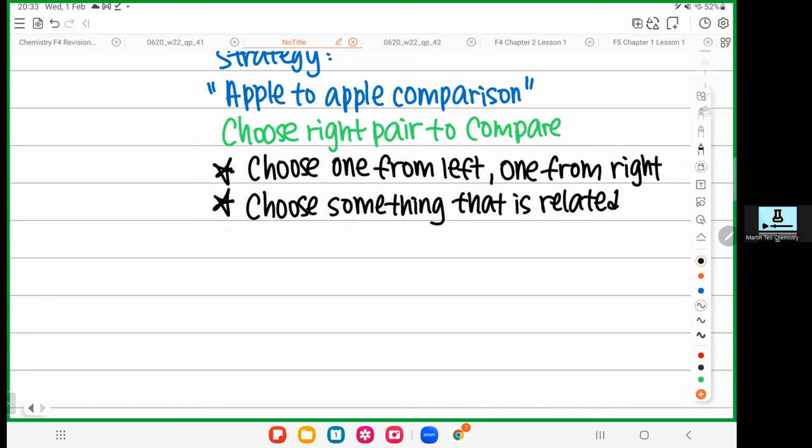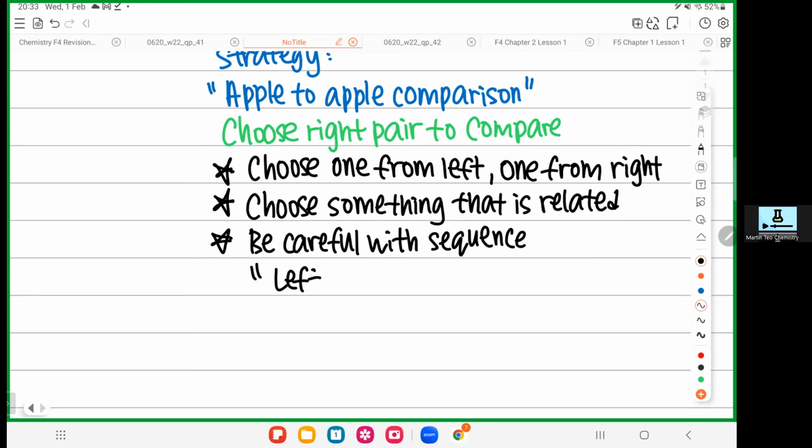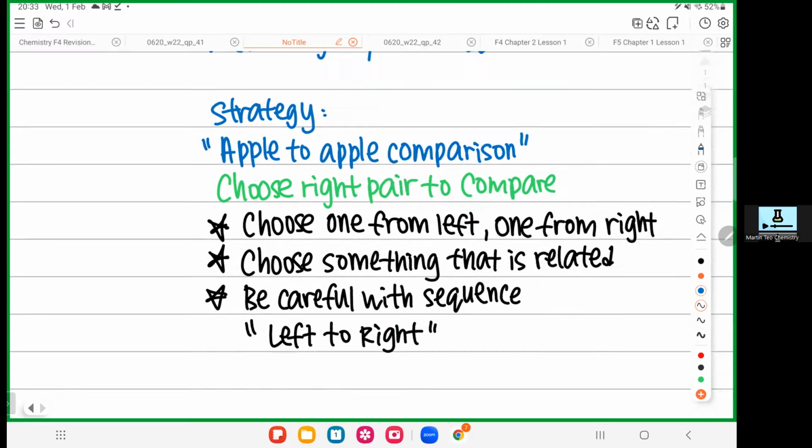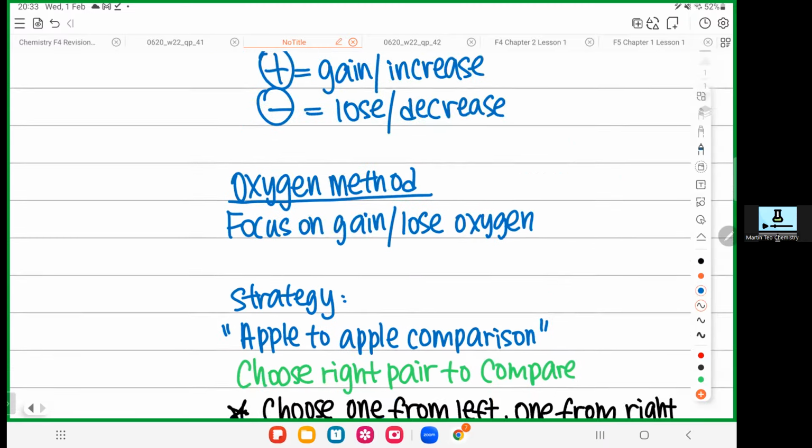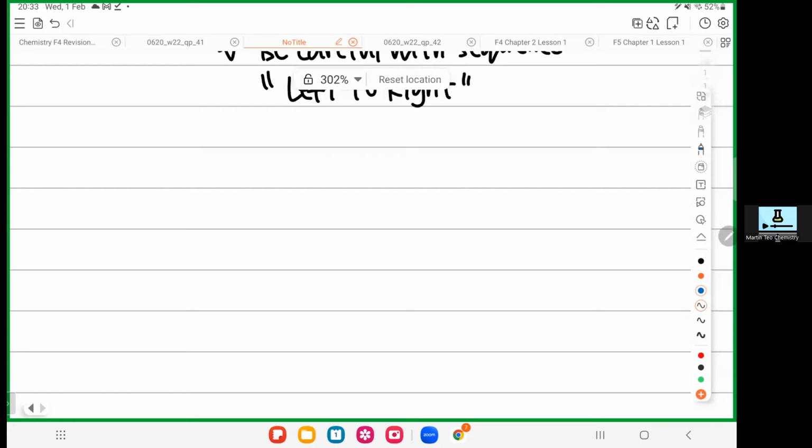Then you have to be very careful with the sequence. When you're doing the comparison, it is always from left to right. You cannot go the other way around. You cannot compare right to left. What do I mean? The best way to learn is by example. I will use three examples to show you so that you have a better idea. If after three examples you are still very blur, please ask me.